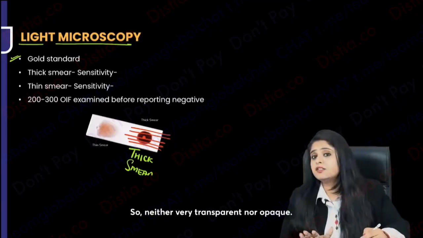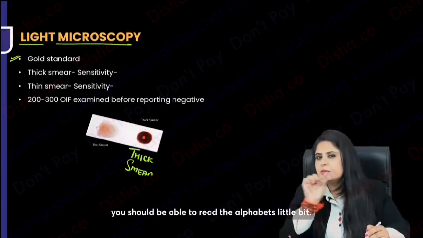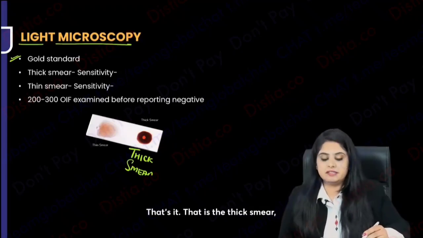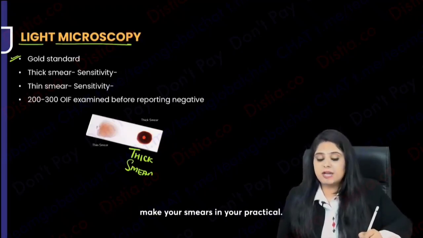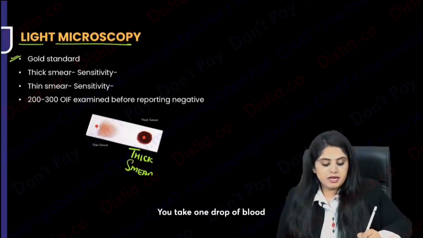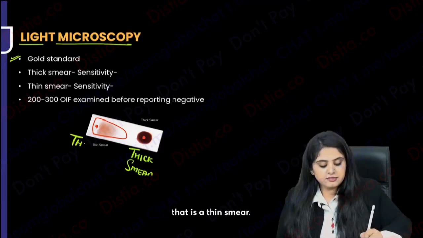So neither very transparent nor opaque. That is how we say, you just keep a newspaper behind it, you should be able to read the alphabets a little bit. That's it. That is the thick smear. And then the thin smear is how you make your smears in your practical. You take one drop of blood and you make a tongue-shaped smear. When you make a tongue-shaped smear, that is a thin smear.